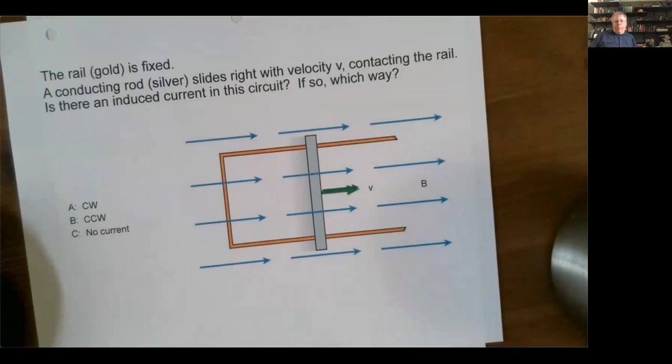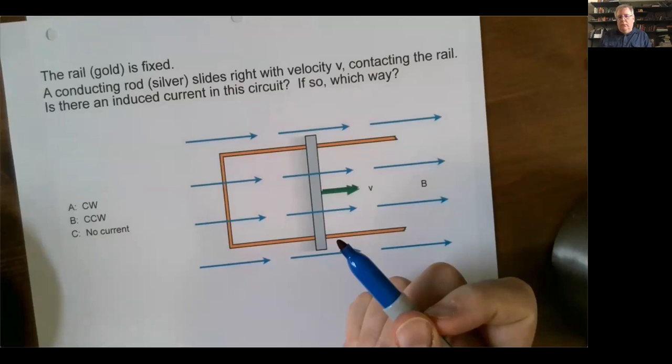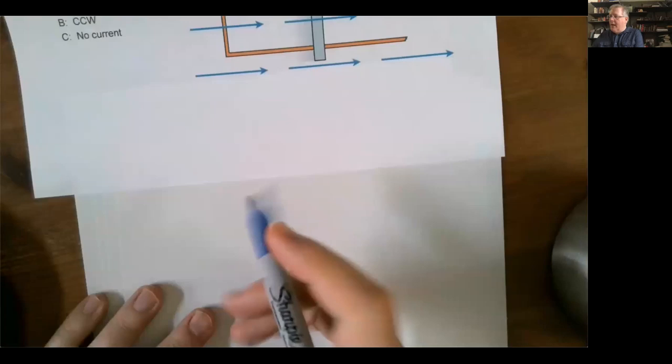Right. So why is it C? Why is there nothing? Because the magnetic field is parallel to the loop. Right. So what is that in our expressions? In the mathematics, where does that show up?